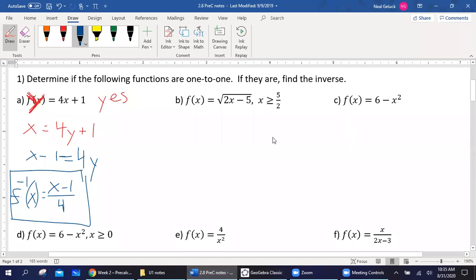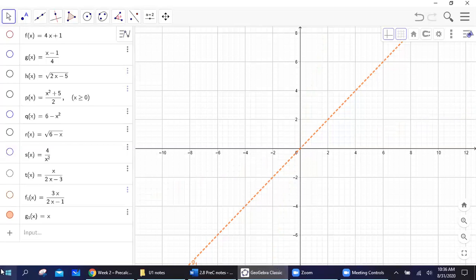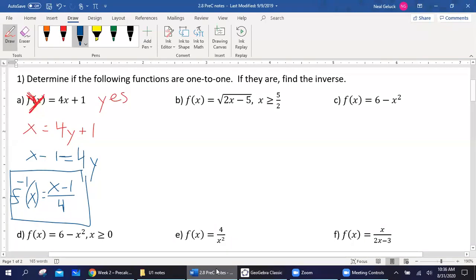For letter B, we have a square root function, the square root of 2x minus 5, and x has to be greater than or equal to 5/2, otherwise we'd have the square root of a negative. Well, square root functions, and again, this is why you study these so much in algebra, look something like this. That would be forever rising. It does pass the horizontal line test. So yes, it is one-to-one. So that means I can find an inverse function.